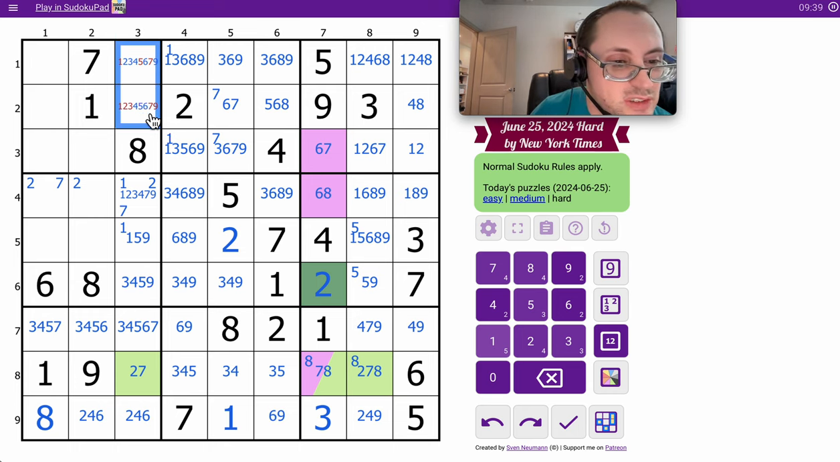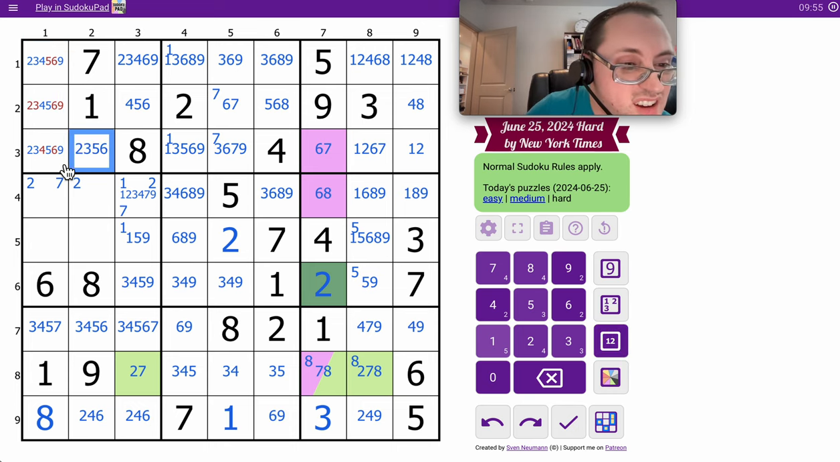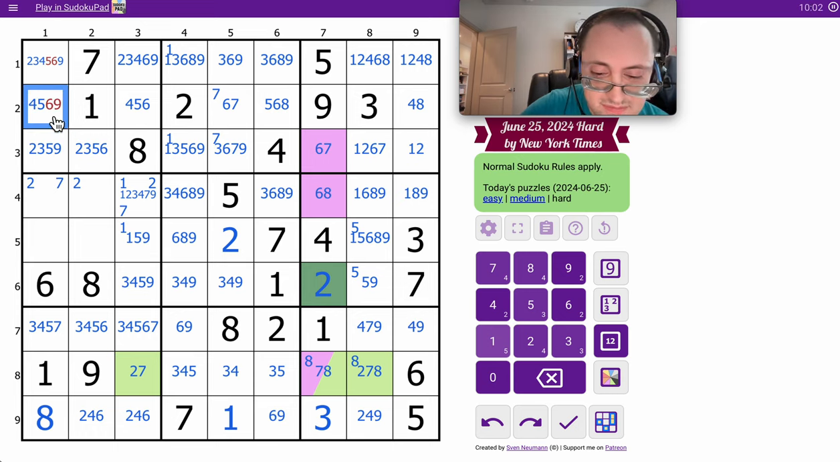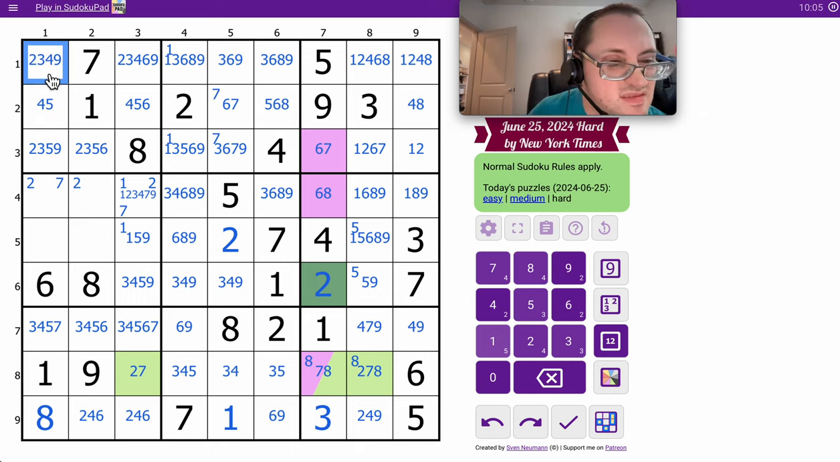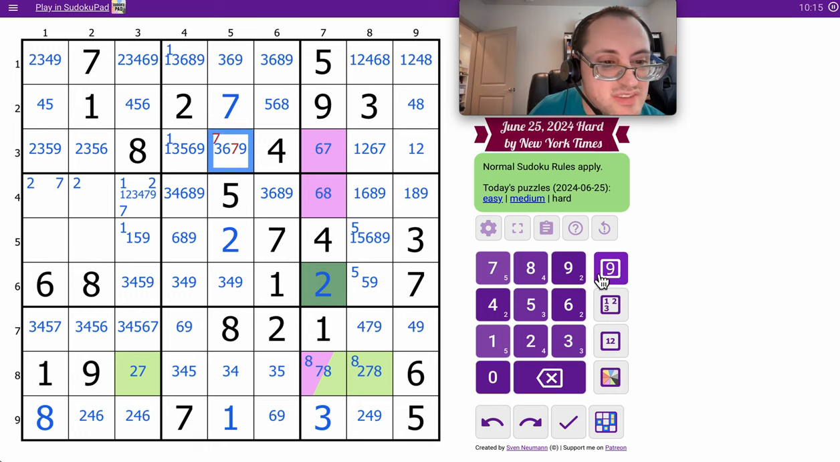So let me clean this up. These can't be 1, these can't be 7. Those can't be 1, 7, or 8. Oh, those can't be 7, and this can't be 7, and that can't be 7. 7 in row 2 is hidden. That's moderately helpful. That forces it in one of two spaces in row 3, which we semi-knew already.